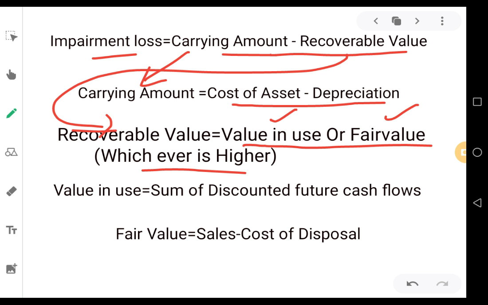Value in use is the sum of discounted future cash flows. It is the sum total of the discounted future cash flows arising out of that particular asset. You see, any asset will be generating certain cash flows to the entity.